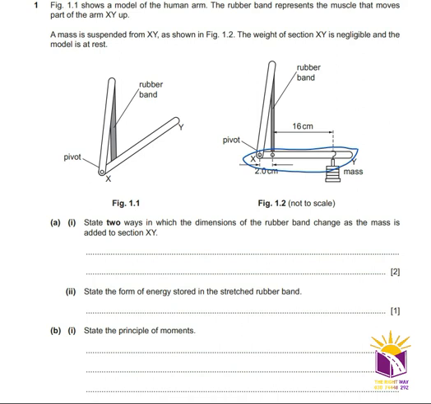Okay. In part A, what is asked? State two ways in which the dimension of the rubber band changes as the mass is added to section XY. When we add the mass to the section XY, our rubber band is going to be stretched, so its length is going to increase. And as we know, when the rubber band stretches, its width or the surface area becomes less. So width decreases and length increases.